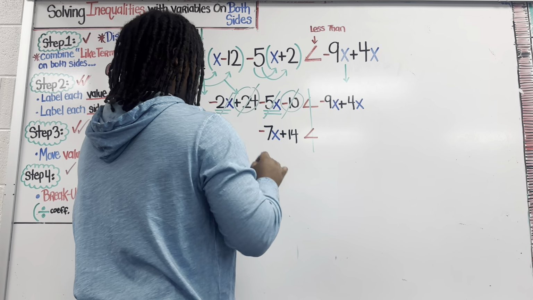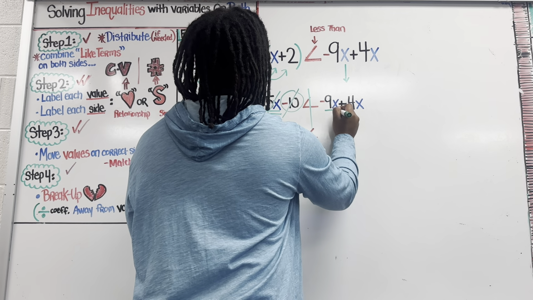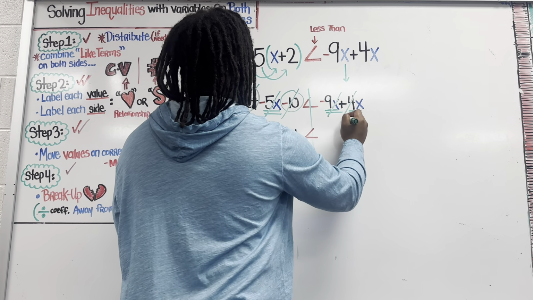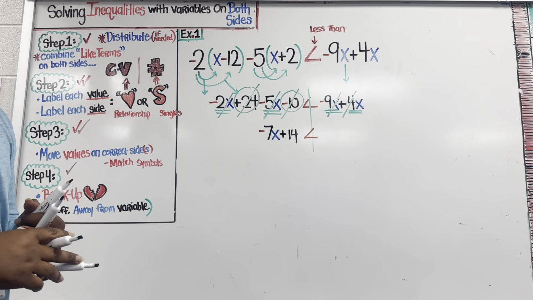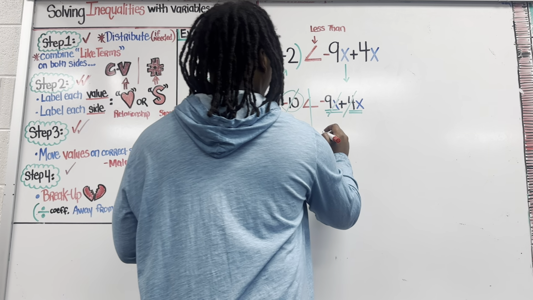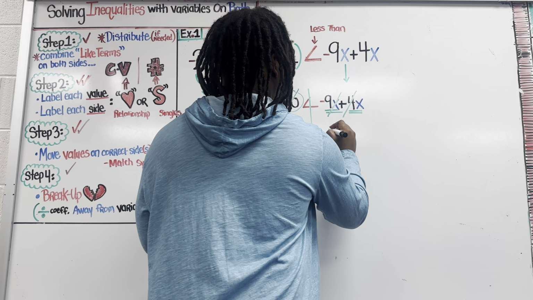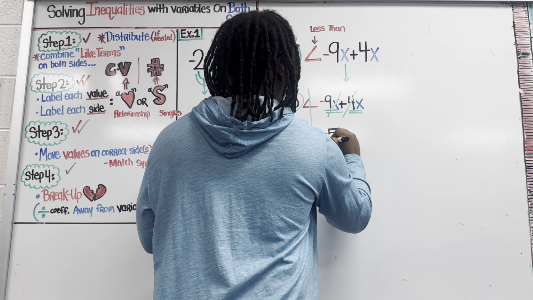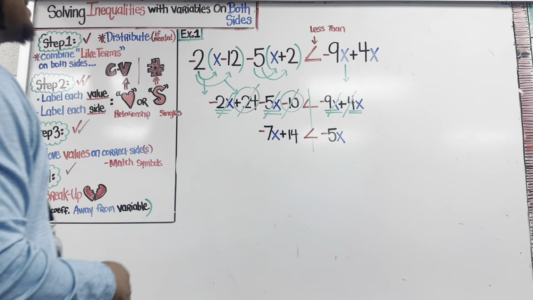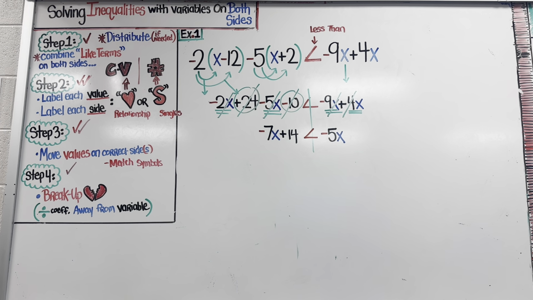So I have -9x and a positive 4x, and yes, they can be combined because they're both like terms. Negative 9 plus a positive 4 is a negative 5, so I have a negative 5x. After you combine like terms, guys, this is what you should have.